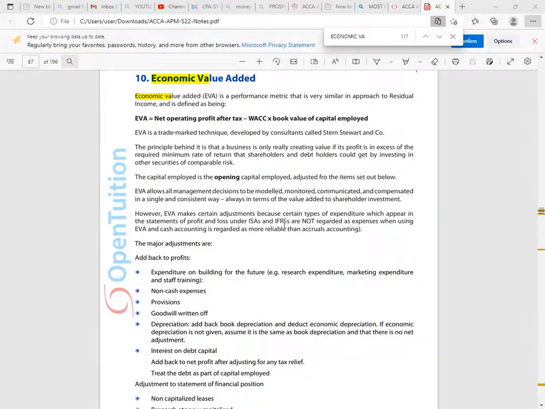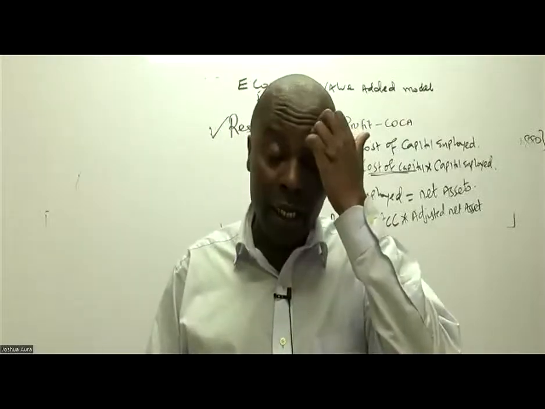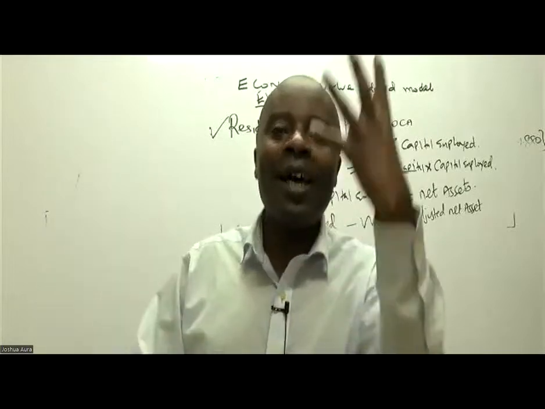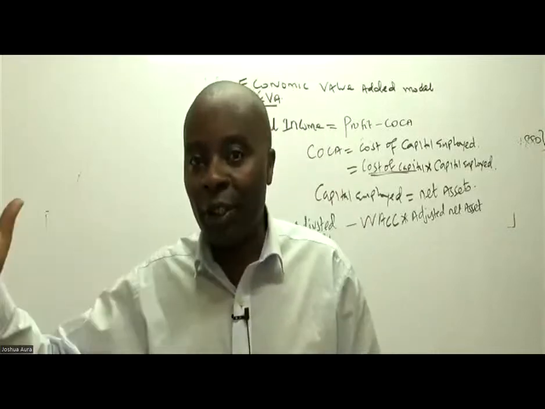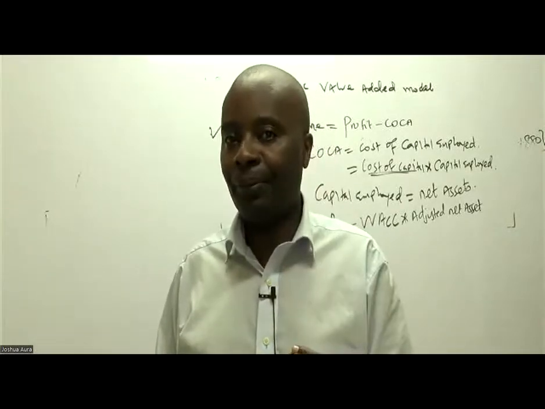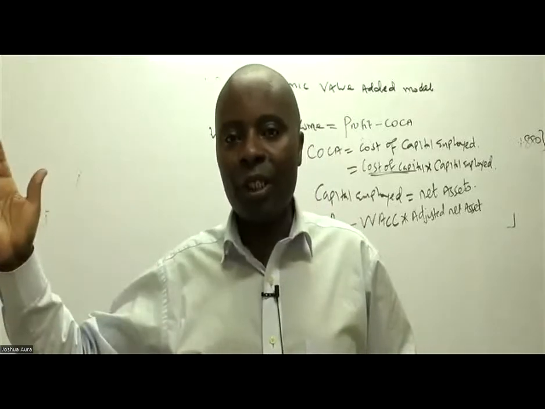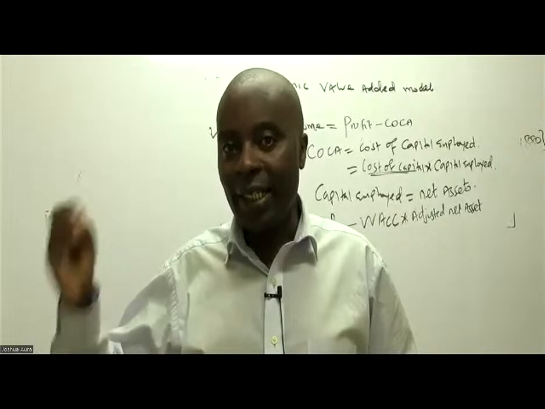It becomes a bit complicated, but we'll be able to understand this. The major adjustments are like this: add back to profits expenditure on building for the future, e.g. research expenditure, marketing expenditure, and staff training. Those expenses, ladies and gentlemen, should never ever be expensed. What we are told is that whenever you incur an expenditure that has future economic benefits, remove it from the income statement and take it to the balance sheet as an intangible asset.